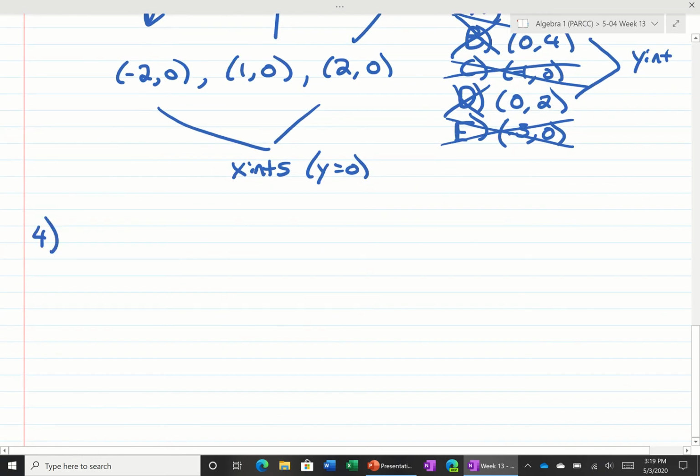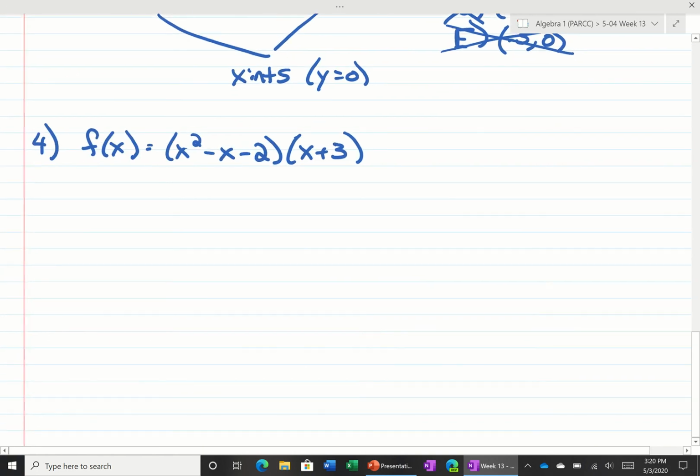Number 4, circle all the zeros of the function f of x is equal to x squared minus x minus 2 times x plus 3. And the way that we said we could do this is we could either factor or we could plug in. And I've encouraged you to just plug in. I think that's the easiest way to do this. So let's write our answer choices.